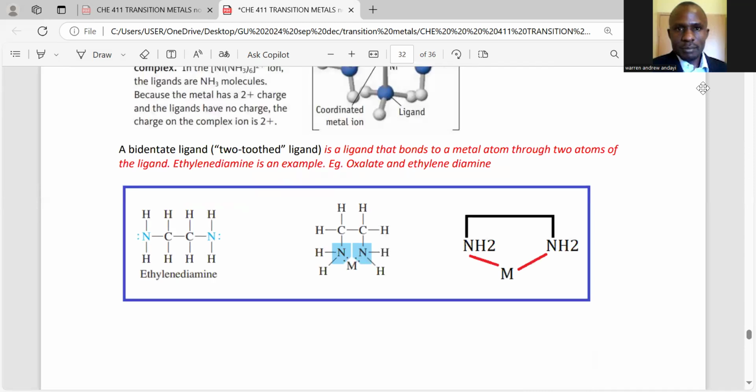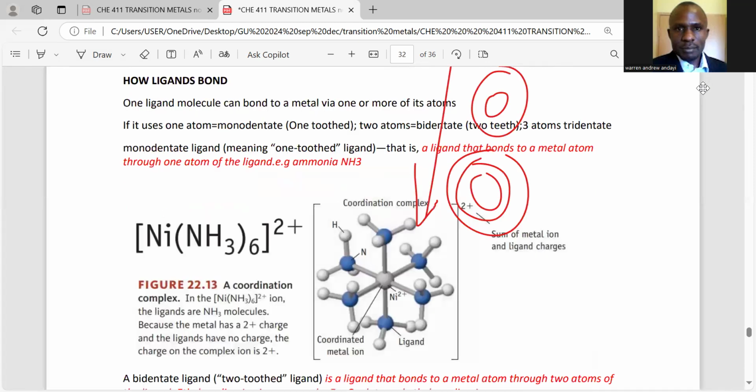So having said that, it is now important for us to see how ligands bond. Ligands can bond by one bond, and we call that monodentate. So they sort of bite, okay, biting, so we call it dentate. Or they can form two bonds, and we call it bidentate.